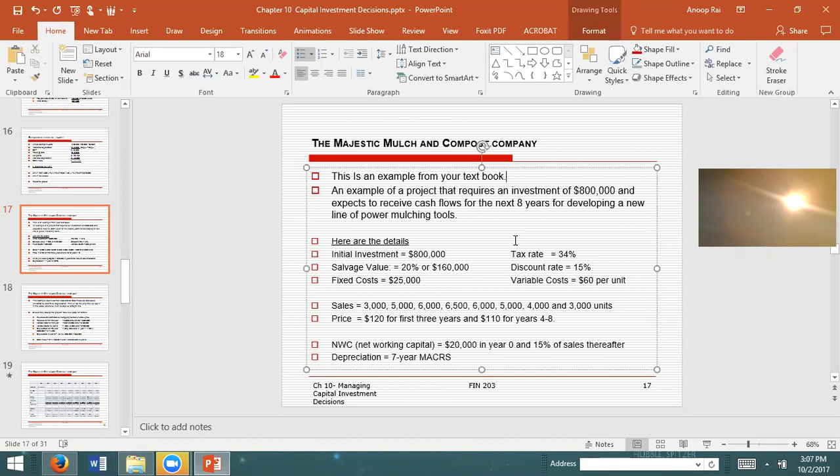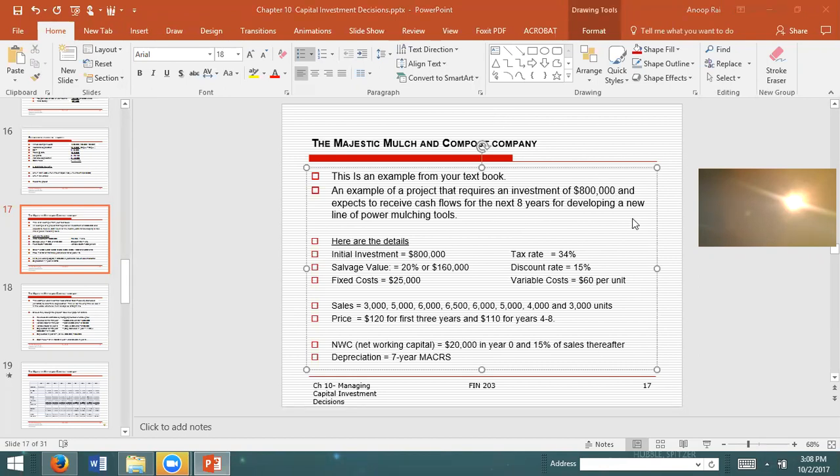Okay, so what happens in this project is it's a Majestic mulch and compost company that is designing a new set of power tools, and they require an investment of $800,000. They predict they can receive the following cash flows for 8 years. Okay, so I'm sorry, it's a power mulching tools. So the details are as follows. Initial investment, $800,000.